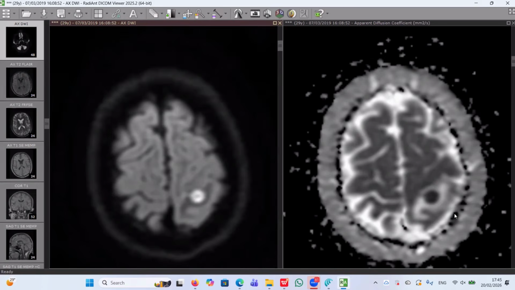I think it's more dark on ADC. Yes, it's more of a priority than metastatic lesion in this case, but really I should write both diagnostic possibilities. This case underwent operation and proved to be brain abscess. Then later on the patient did very well and partially recovered his neurological deficit.